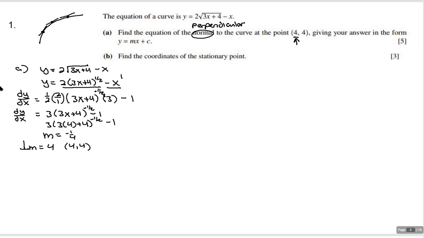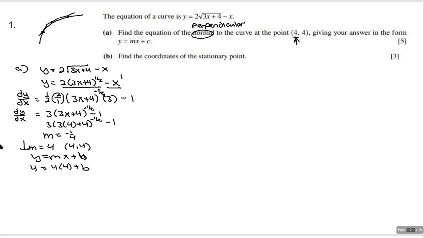And I can put it in point slope form or slope intercept form. I'm just going to put it in slope intercept form. So what I'm going to do is input the x and the y from the point and the slope, and find out what my b is. And I get 4 is equal to 4 times 4 plus b.